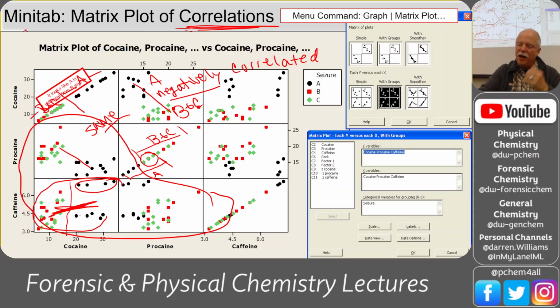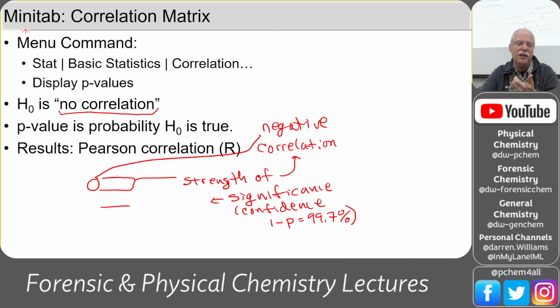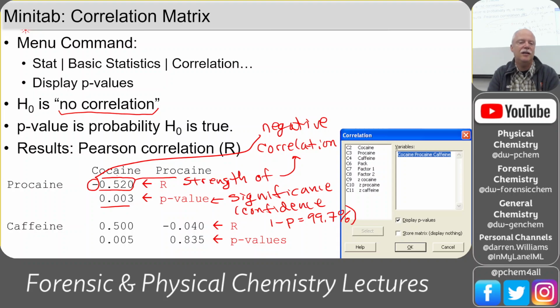Okay, but I do the numerical analysis and I get the table out where I got the p-values, and now I can say that it is. This is the p-value of that correlation, 0.005, and that's less than 0.05. So this one is statistically significant and positive. So there's a positive correlation between cocaine and caffeine. Numerically, it's 0.5, and then the p-value is 0.005.